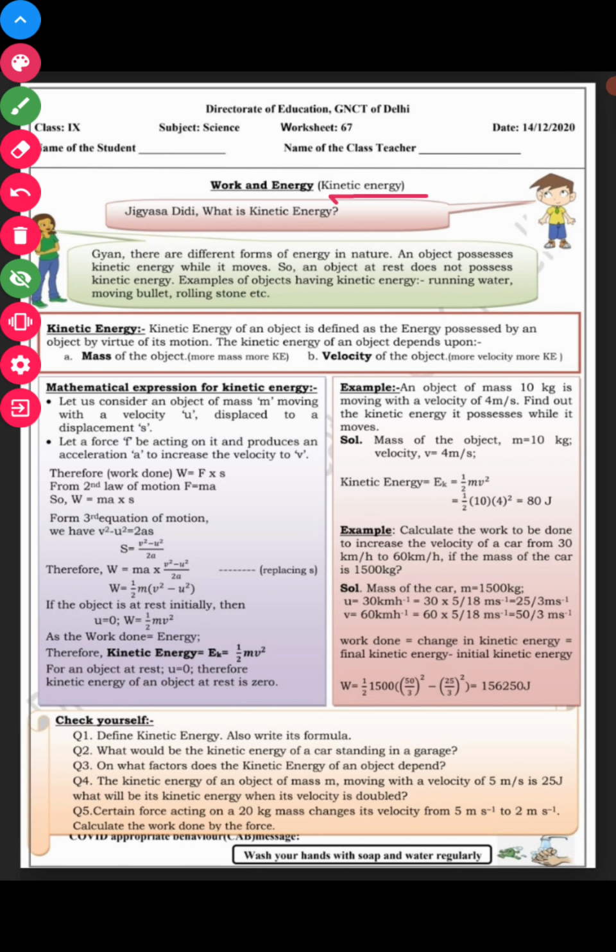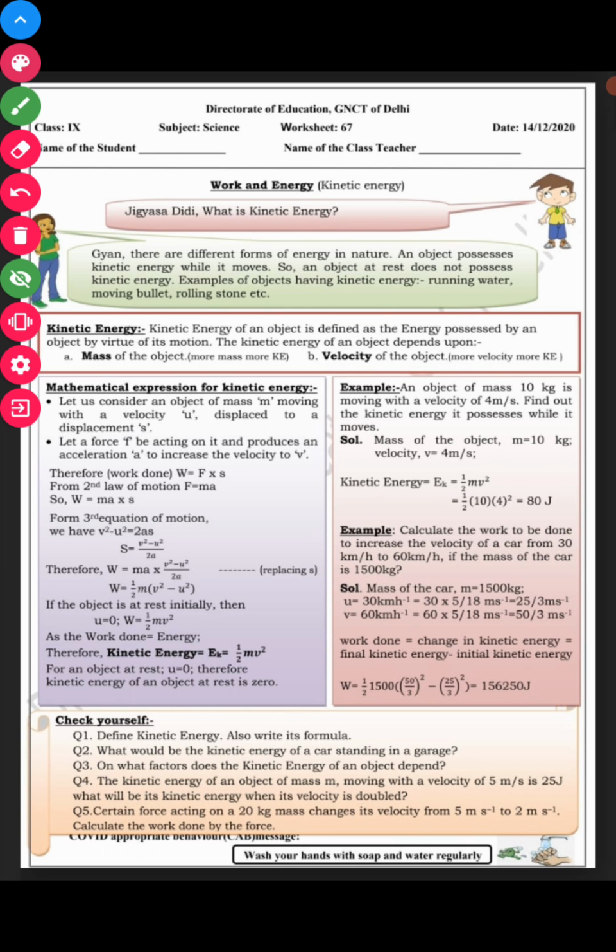When an object possesses energy due to its movement, when an object moves, that energy is called kinetic energy. So an object possesses kinetic energy while it moves. An object at rest does not possess kinetic energy. Those objects which are at rest don't have kinetic energy.